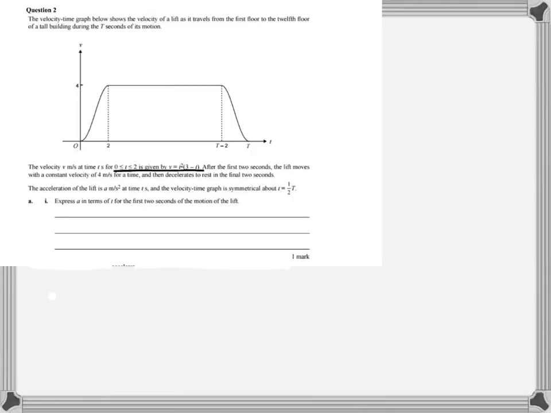Here we go, part 3 of our practice SAC questions. Something to entertain you on the Sunday morning. Here we go. Alright, so we have this question.